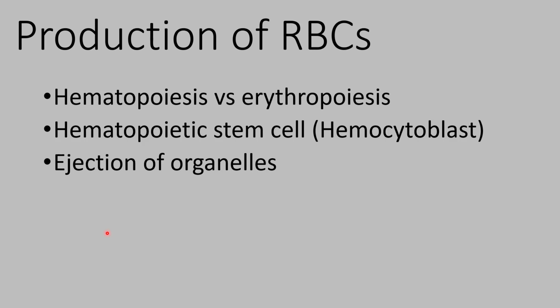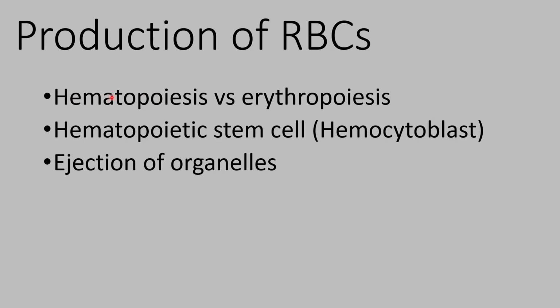Now we've learned what erythrocytes do. Let's see how erythrocytes are produced. And to do that, we're going to have to learn some terminology. One term is hematopoiesis. We're going to see the word poiesis a lot this semester. Poiesis means formation of. Hemata means blood. Hematopoiesis is the formation of whole blood.